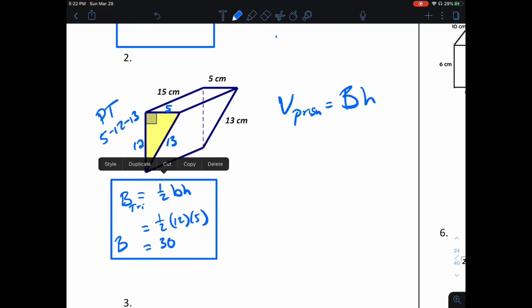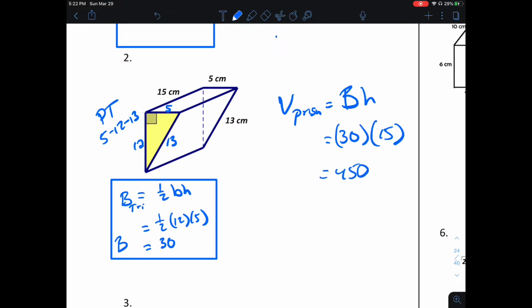How do you find the volume of a prism? It's the area of the base times the height. The area of the base is 30. The height is the perpendicular distance from one base to another, and that shows here that it's 15. 30 times 15 is 450, and our units for this are cubic centimeters.